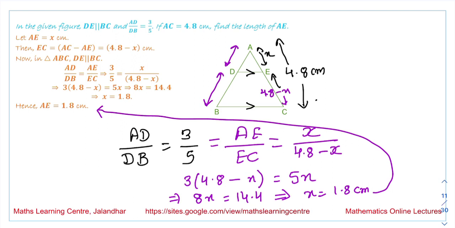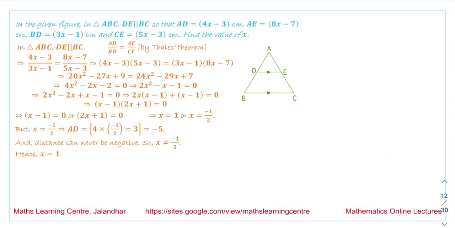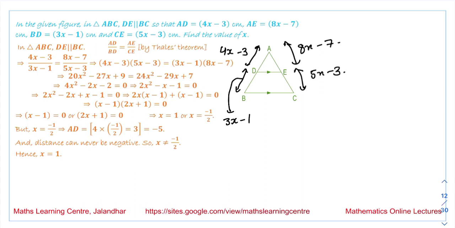Now the next question we have: in the given figure, in triangle ABC, DE is parallel to BC, so that AD is 4x minus 3, AE is 8x minus 7, BD is 3x minus 1, and CE is 5x minus 3. We have to find the value of x.